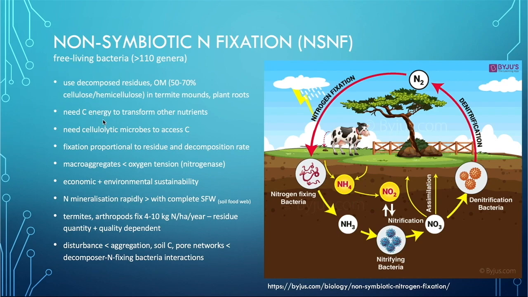So they need carbon energy to transform other nutrients and need cellulolytic microbes to access that carbon. Nitrogen fixation is proportional to residue and decomposition rates of that organic matter being present in the organisms that can provide that carbon for those nitrogen fixers. And in macro aggregates, there's reduced oxygen tension, so nitrogenase enzyme can actually fix the nitrogen.